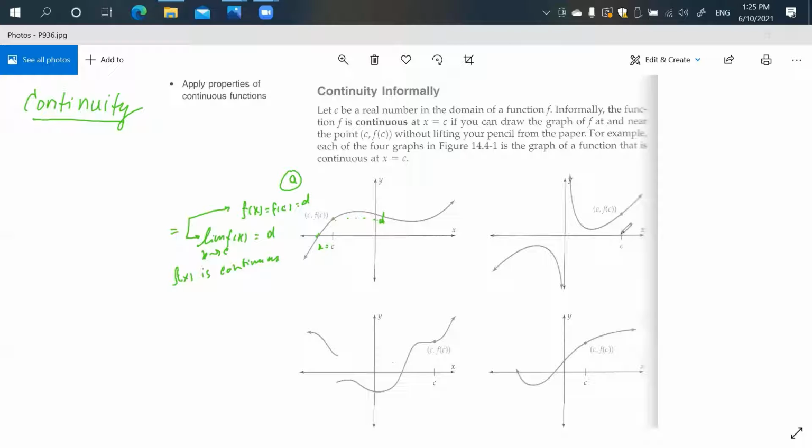Then you can see the next one. If again you lead this graph from the left hand side up to this point, and from the right you lead to this point, this one is a black dot, you see? So then you need to ask whether you have to lift your pen or pencil or not. When you lead from the left hand side to the right hand side, you can still continue because it's a black dot. So in this case, it's also continuous, okay?